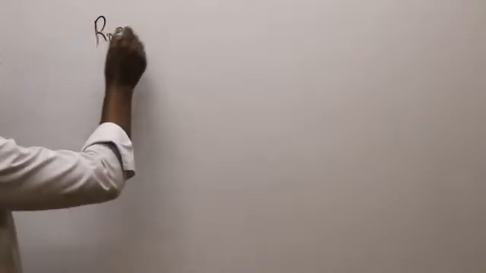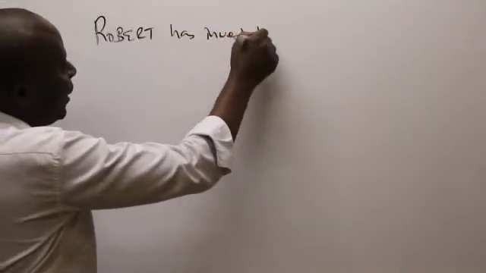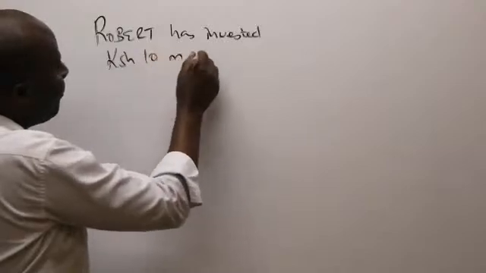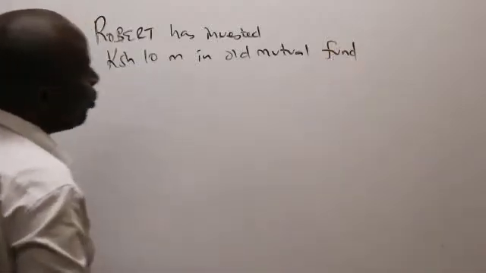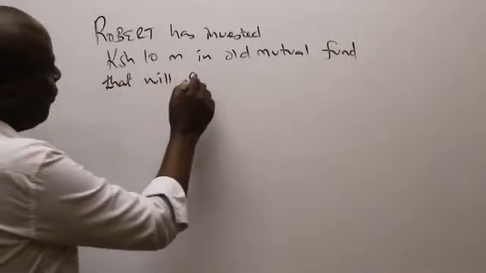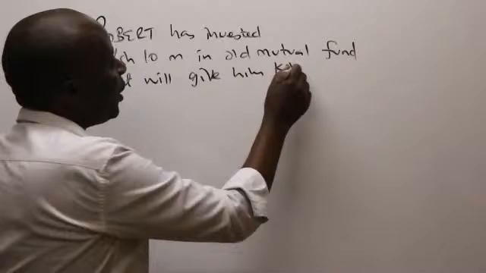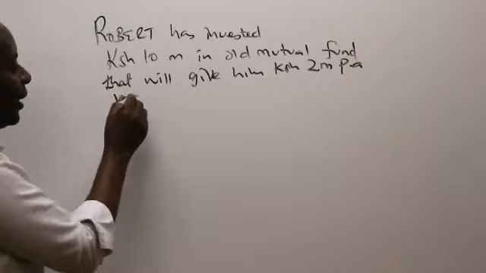Great. So ladies and gentlemen, here we are. What if you are given this kind of question where you are told, Robert has invested Kenya shillings 10 million in an Old Mutual fund that will give him Kenya shillings 2 million per annum, indefinitely.